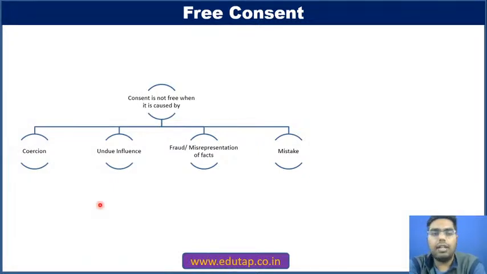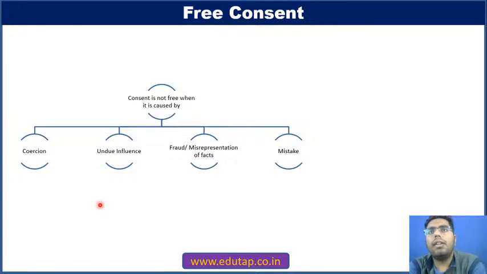The next topic is free consent. Consent is not free when it is caused by coercion, undue influence, fraud, misrepresentation of facts, or mistake. What do you mean by coercion? Coercion means by force or by blackmail. Next is undue influence. For example, your parents or your boss having an undue influence on you. Undue influence means influencing someone to do something wrong.